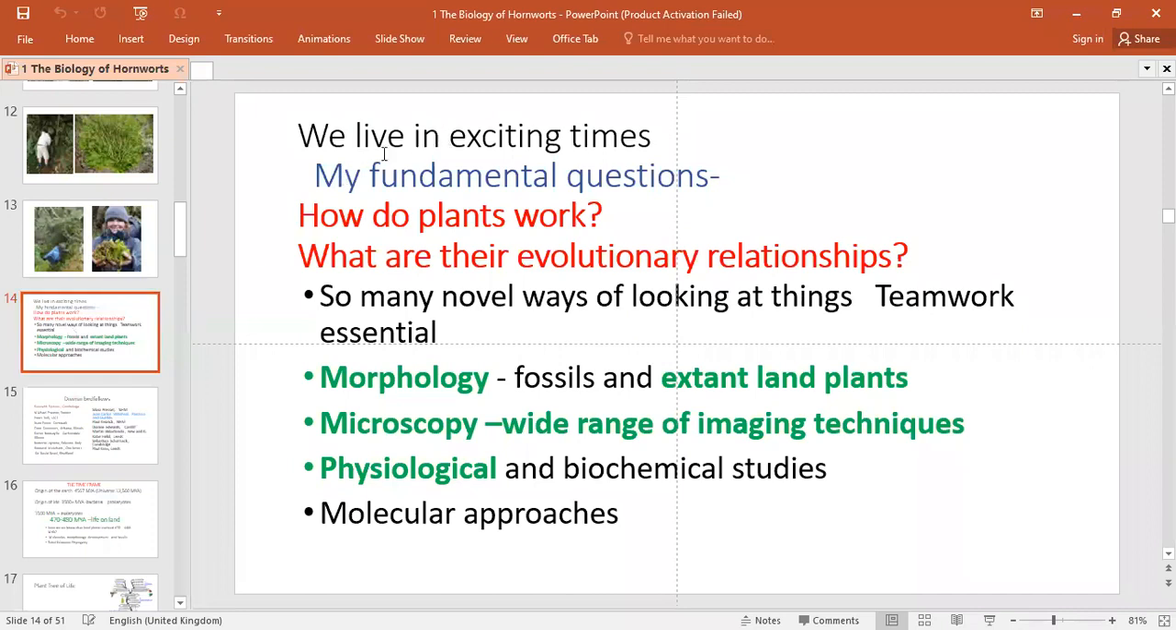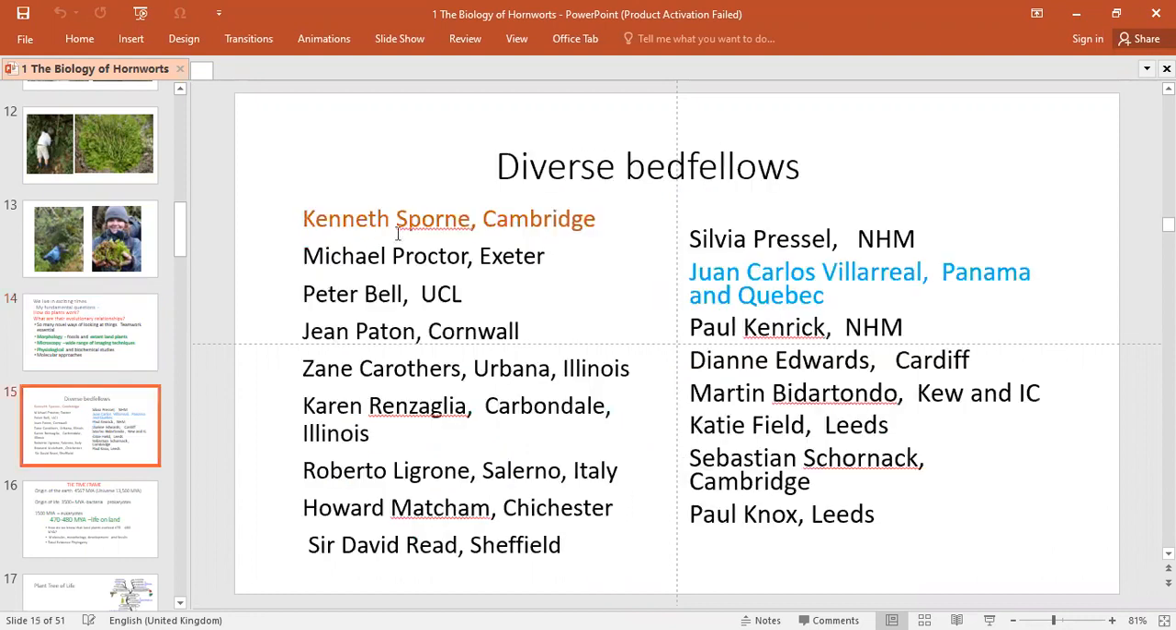My fundamental questions are how plants work and what their evolutionary relationships are. There are so many ways of looking at things. Teamwork is absolutely essential. I do morphology on extant land plants. I work with fossil people. I do microscopy using various fancy imaging techniques. I do physiological studies. I don't do biochemistry. I combine with molecular people. And over the years, I've worked with a lot of people.